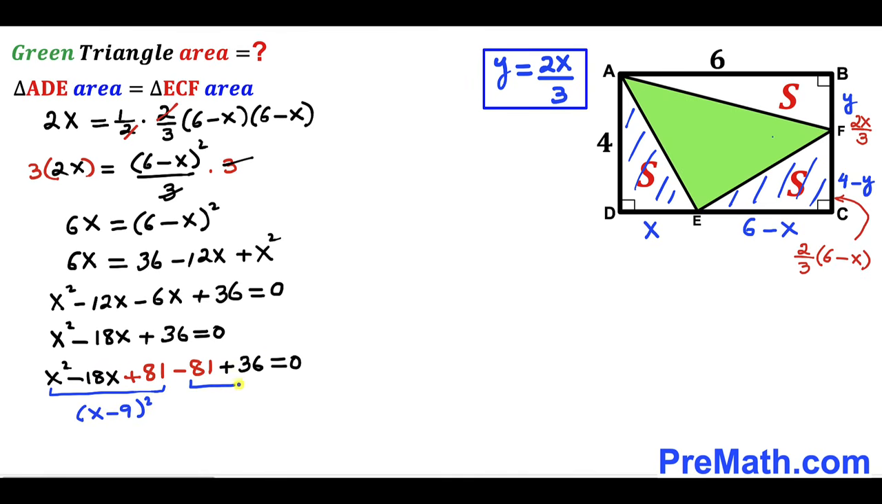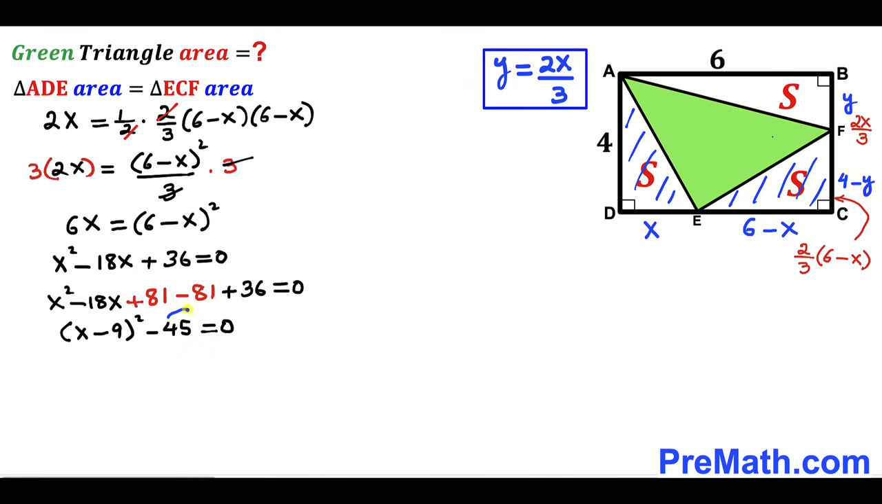And if we simplify these two, that is going to give us negative 45. So therefore we can write (x minus 9) whole square minus 45 equals 0. And now I'm going to move this negative 45 to the other side. And now I'm going to undo this square by taking a square root on both sides. So therefore this square and square root is gone.